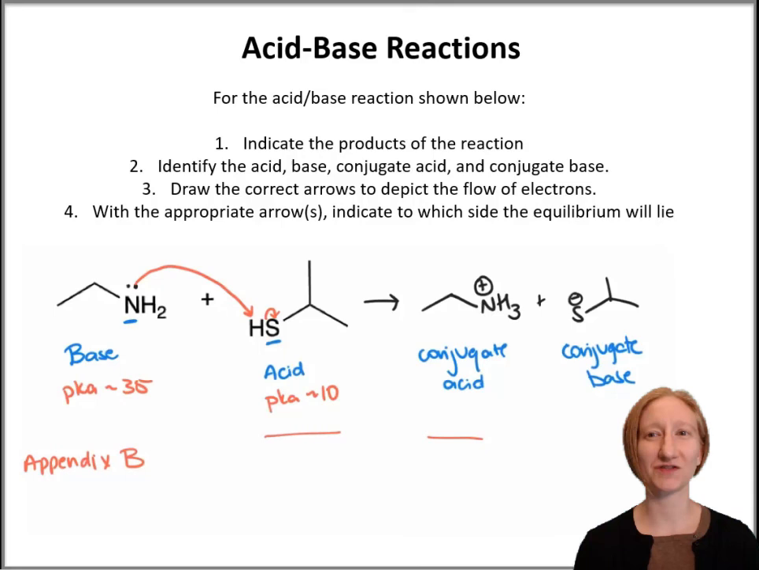And we've now answered 3 of the 4 questions posed. We just need to determine which side the equilibrium will favor. And to do that, we need to compare the strength of our acid and our conjugate acid. That means comparing the thiol and the ammonium. And if we follow our acidity trends, the ammonium is charged while the thiol is neutral. So we should predict the ammonium to be the stronger acid, meaning the equilibrium will lie to the left or toward the weaker acid. So we'll make our left pointing arrow larger, and our right pointing arrow smaller.